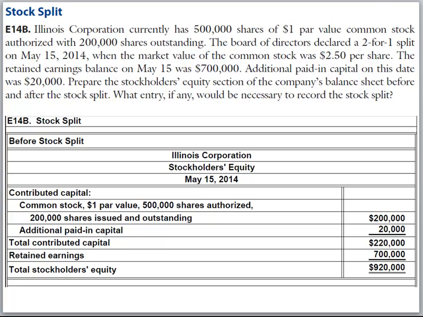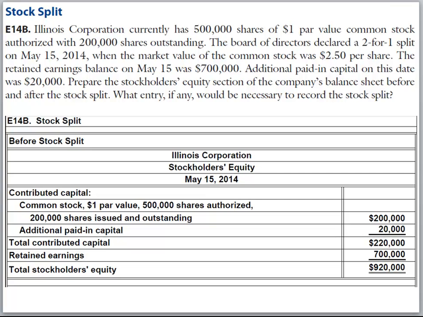was $2.50 per share. The retained earnings balance on May 15th was $700,000. Additional paid-in capital on this date was $20,000, and so we are to prepare the stockholders' equity section of the company's balance sheet before and after the stock split. And then what journal entry would be necessary to record the stock split?